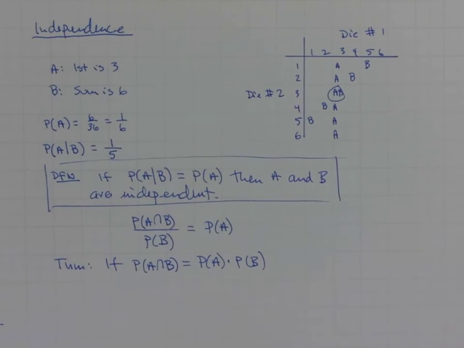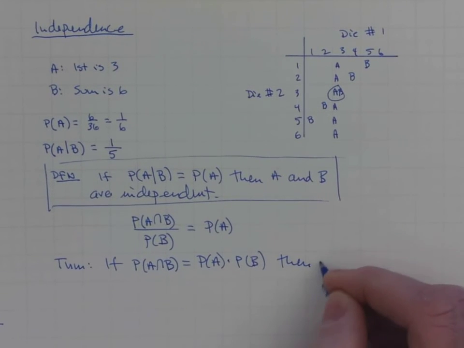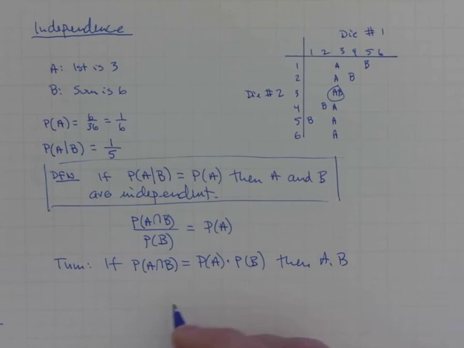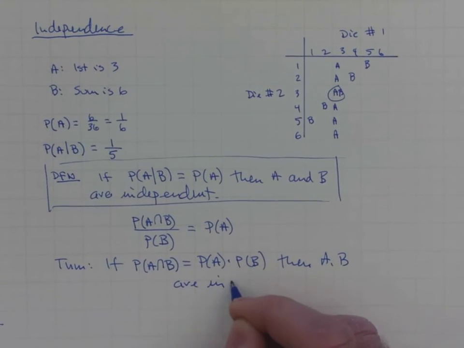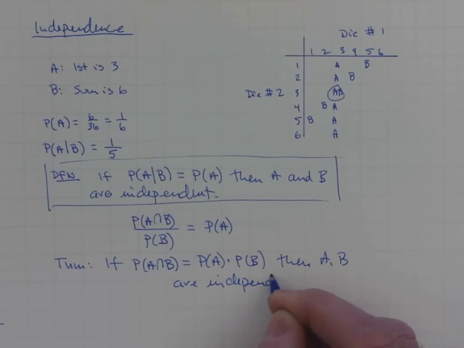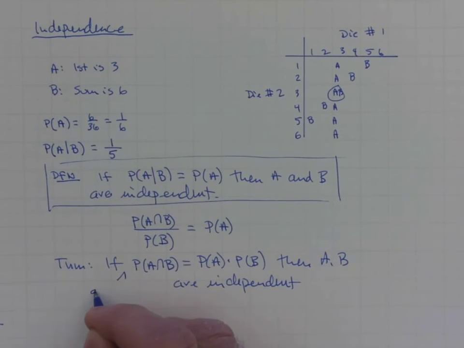So we'll make a little theorem that says something like this. If the probability of A intersect B equals the probability of A times the probability of B, then A and B are independent. And that's true only if they are independent.